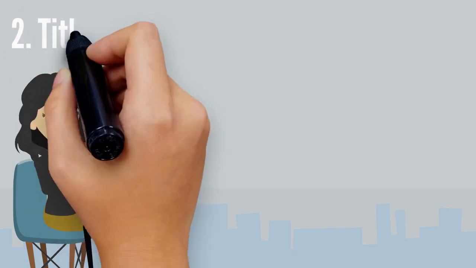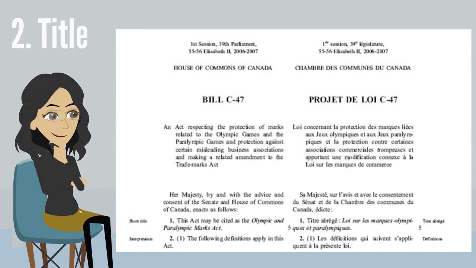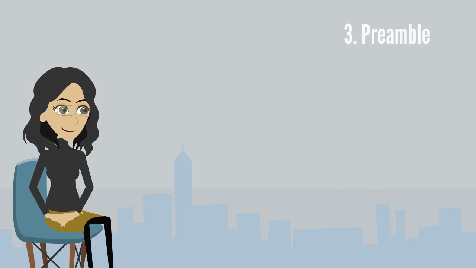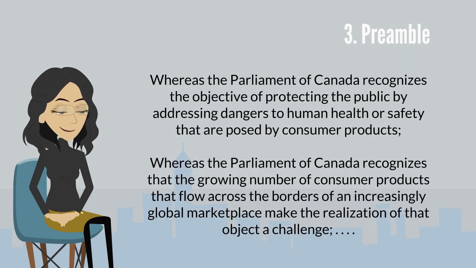The first part of a bill is the title. In your work, always use the official or long title of a bill, since a short title has not yet been approved. Next is the preamble. These are not included in every bill. It sets out Parliament's reasoning. For example, shown here is a preamble to Bill C-6, which is an act respecting the safety of consumer products.